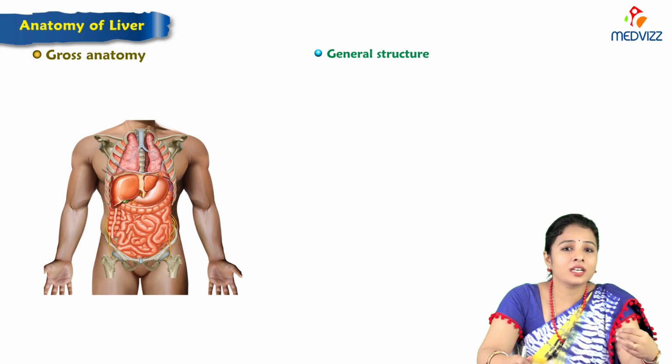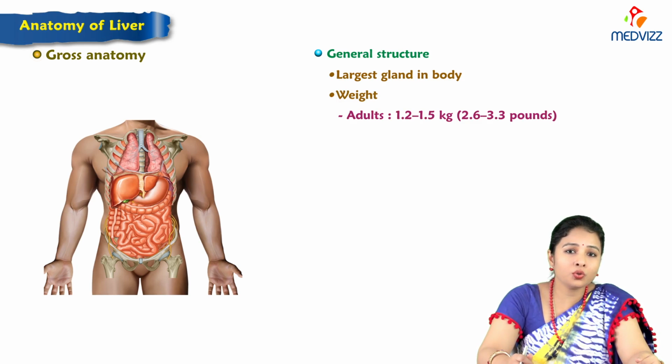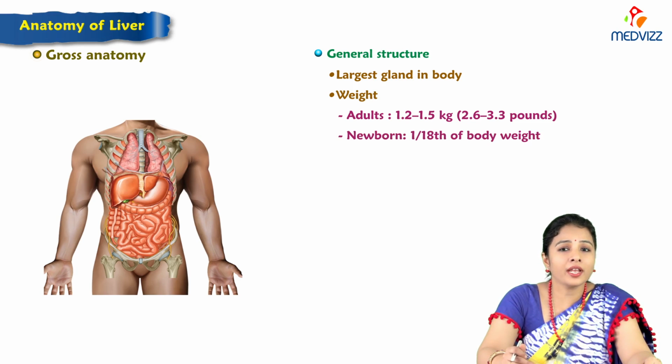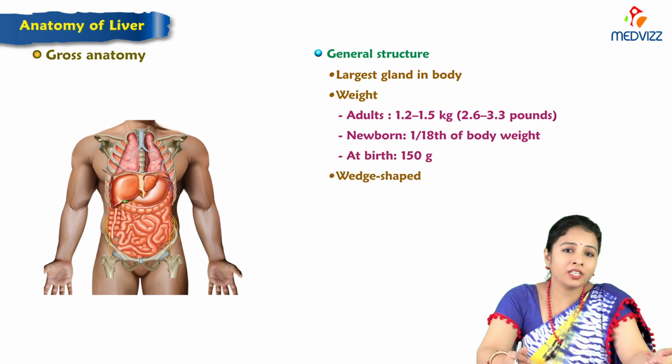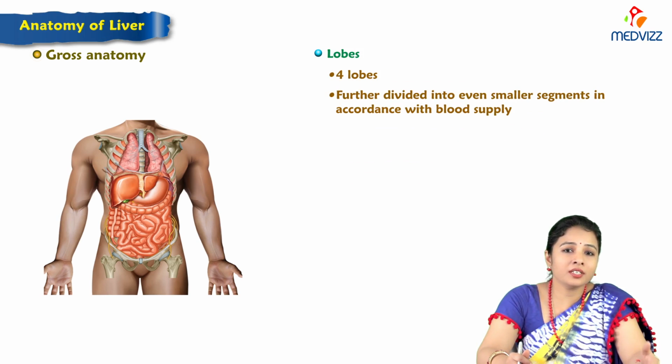So liver is considered as the largest gland in the body. The weight of the liver is approximately 1.2 to 1.5 kilograms in adults. That is approximately around 2.6 to 3.3 pounds. And in newborn, it is 1/18th of the body weight. That is, it is up to 150 grams at birth. The shape of the liver is wedge shaped and it has 4 lobes, which are further divided into even smaller segments according to their blood supply.